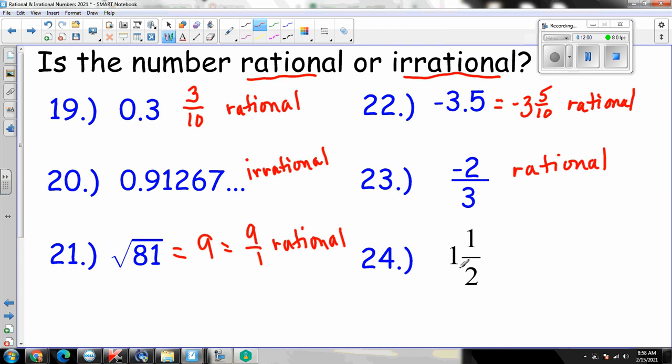24, I could write it as an improper fraction. 1 times 2 is 2, plus 1 is 3. This is 3 over 2. Since I can write it as a fraction, it is rational.